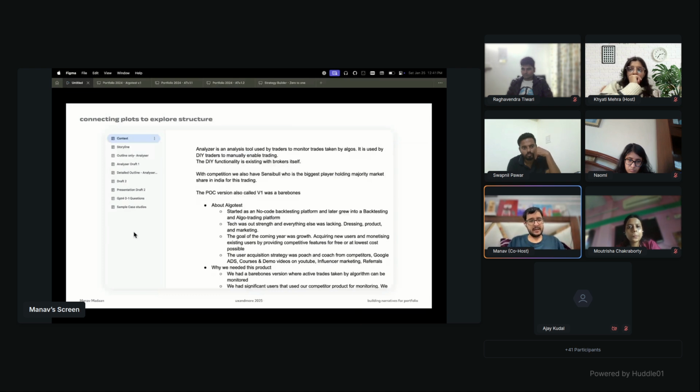So, on screen, what I've done is, first of all, I've created a page called context, where I structured everything, whatever context I had. Then I create a storyline. Then I create outline only. Outline only for me is basically, now I'm thinking on a slide level: if I have to make this into slides, what will be the outline of every slide, right? So this is how I finalize the story and the contents of a presentation, right?